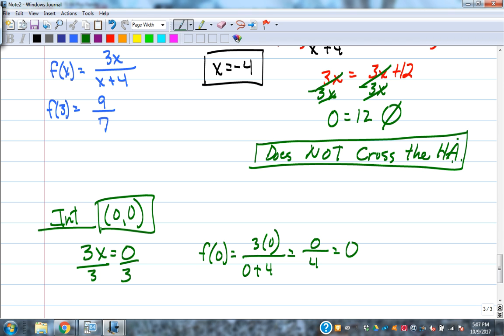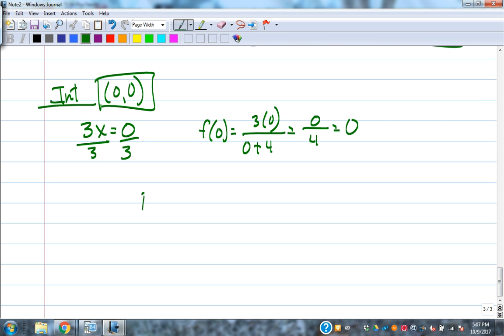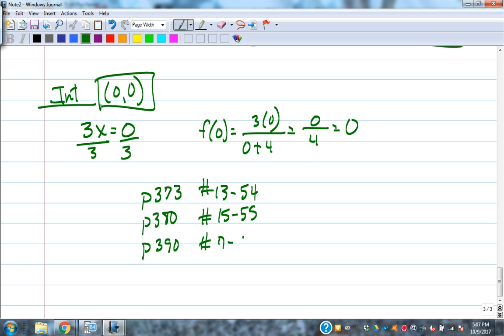All right. Problems that you could look at for this stuff: page 373, 13 through 54, page 380, 15 through 55, page 390, 7 through 53. And just pick some of those, each little section, and try to practice those.